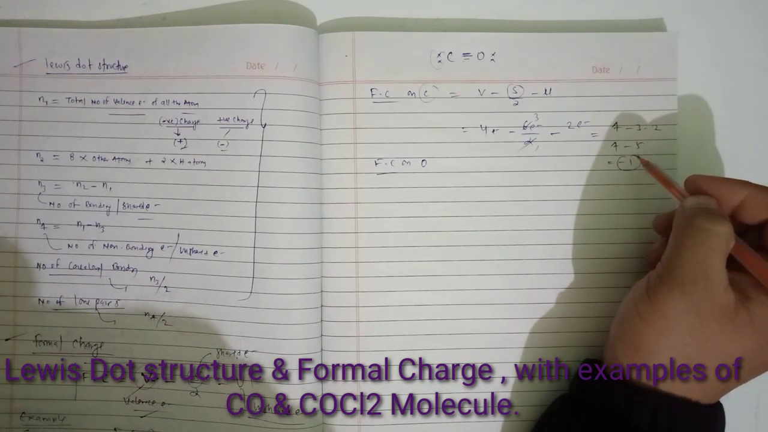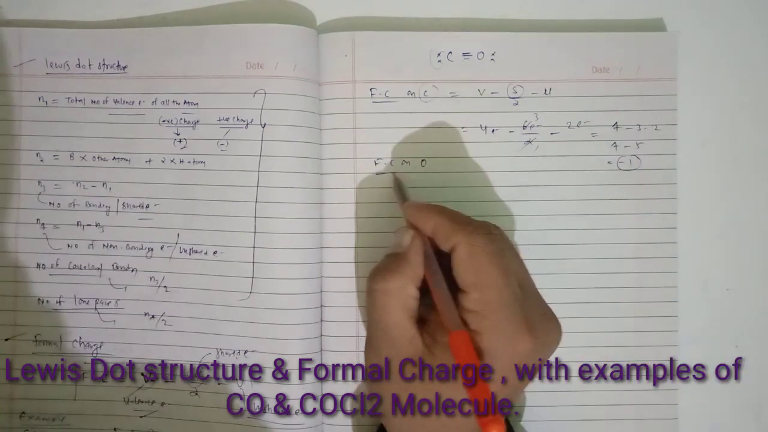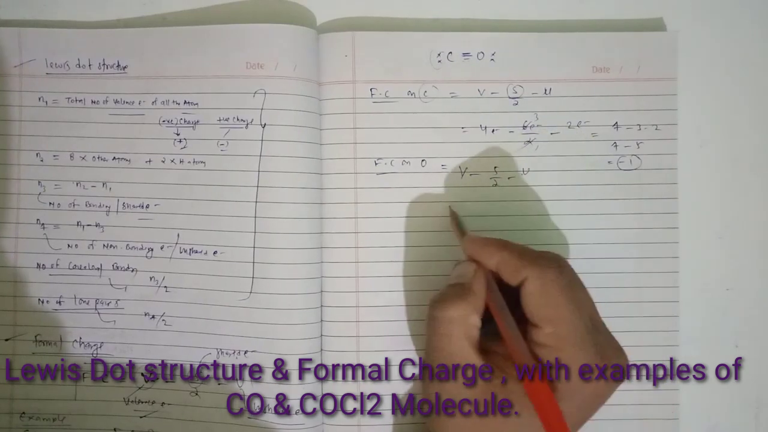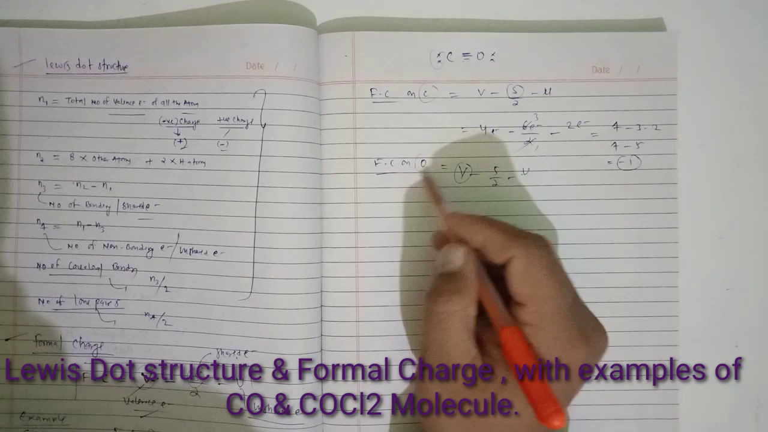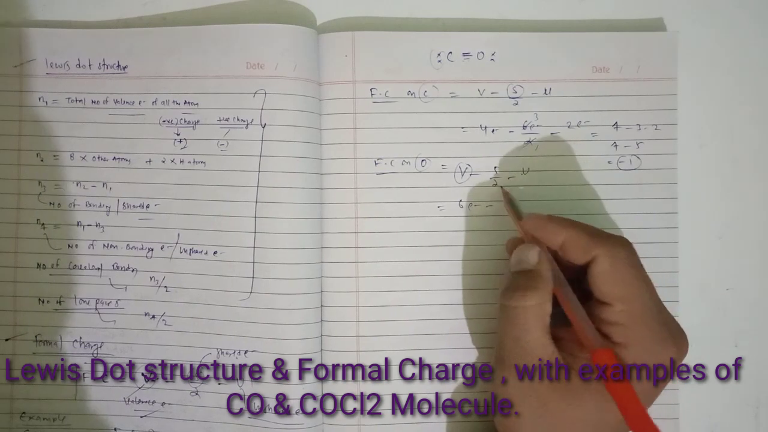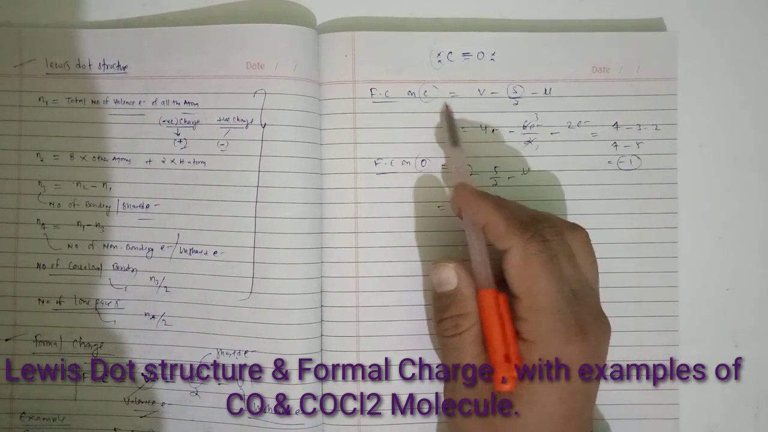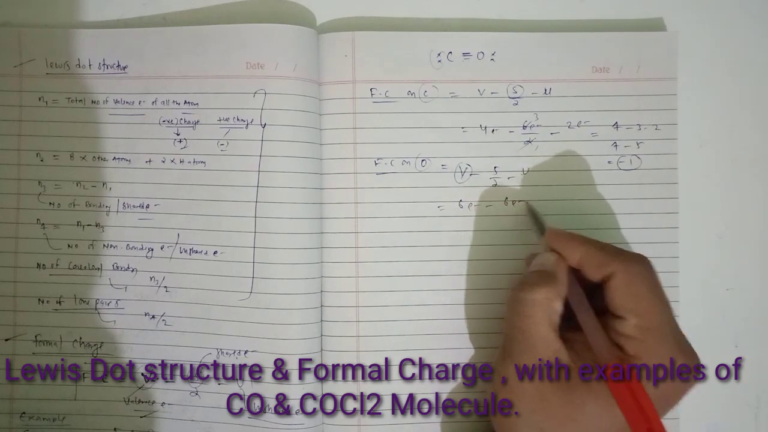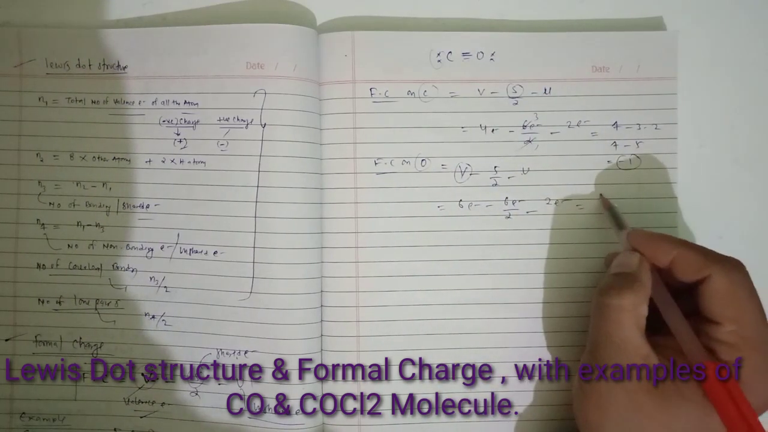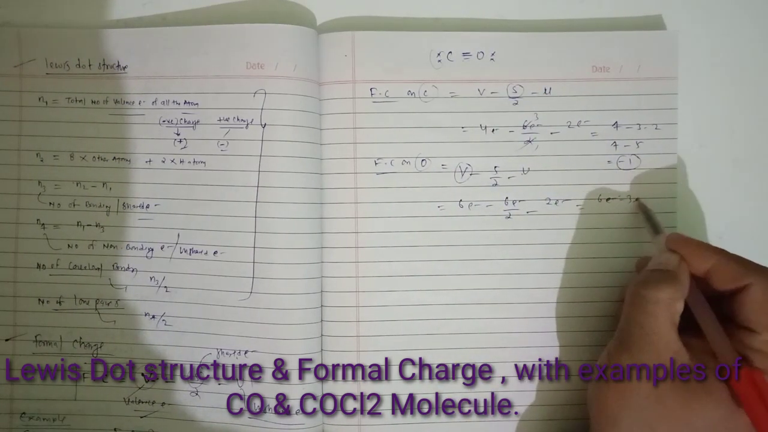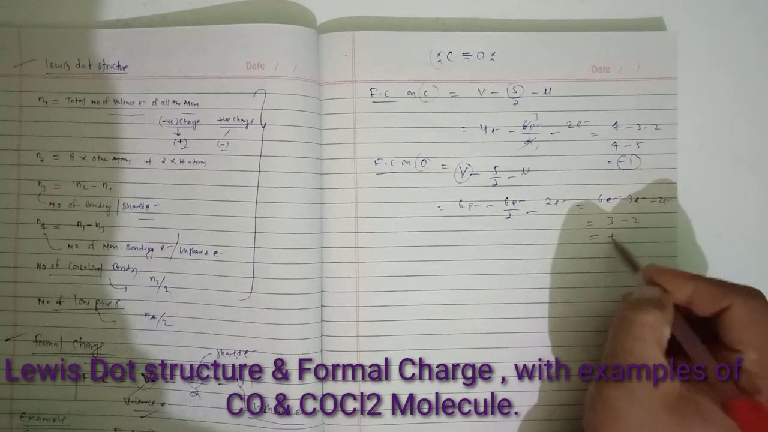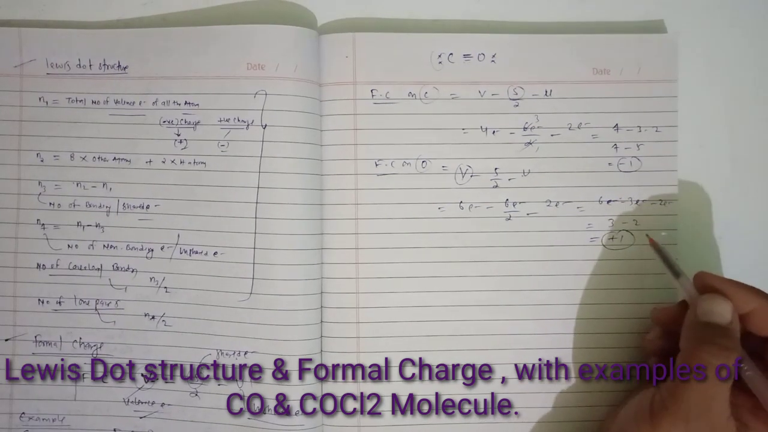Carbon will be acquiring a negative charge. Similarly, the formal charge on oxygen is V minus S upon 2 minus U. V is the valence electron on oxygen, which is 6 electrons, minus S, the shared electrons. Oxygen is sharing 6 electrons, upon 2, minus U, the unshared electrons, that is 2 electrons. So it will be 6 minus 6 electrons upon 2, which is 3, minus 2 electrons. 6 minus 3 is 3, 3 minus 2, that will be plus 1. So the formal charge on oxygen is plus 1.